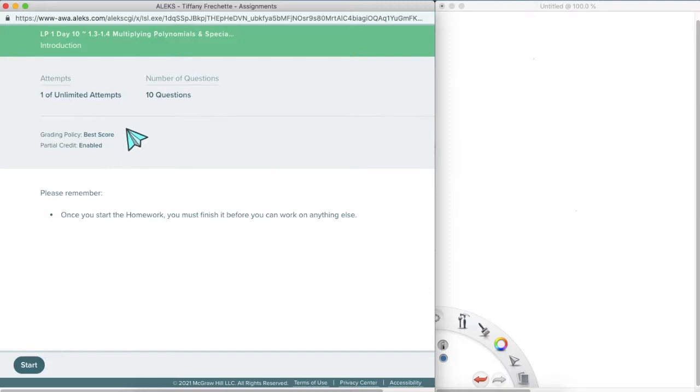Our grading policy is always best score. So whichever attempt has the best score on it is the one that you get to keep, and you get partial credit. So if you answer 1 of 10 questions, you get credit for the 1 question. And always remember to submit your homework when you've started it, which is what this little please remember section is about. It's that submit assignment button in the bottom right corner. You always want to click submit whether or not you're completely done. Even if you've only done 1 of 10 questions, click the submit button.